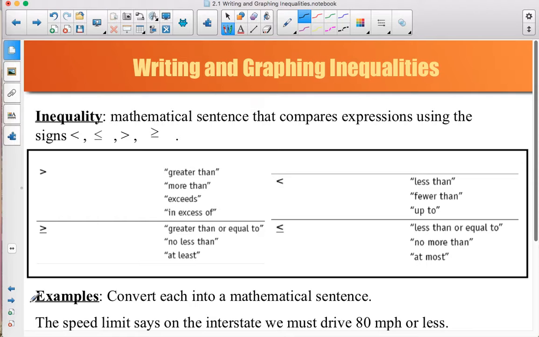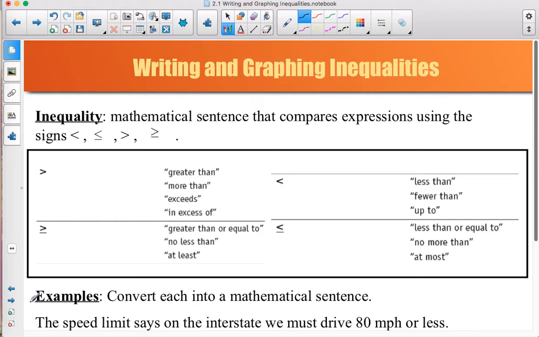An inequality, this might be a vocab term, so look at your note packet. An inequality is a mathematical sentence that compares expressions using the signs less than, less than or equal to, greater than, greater than or equal to. No one actually says left arrow or right arrow. If it points to the left, that is less than.